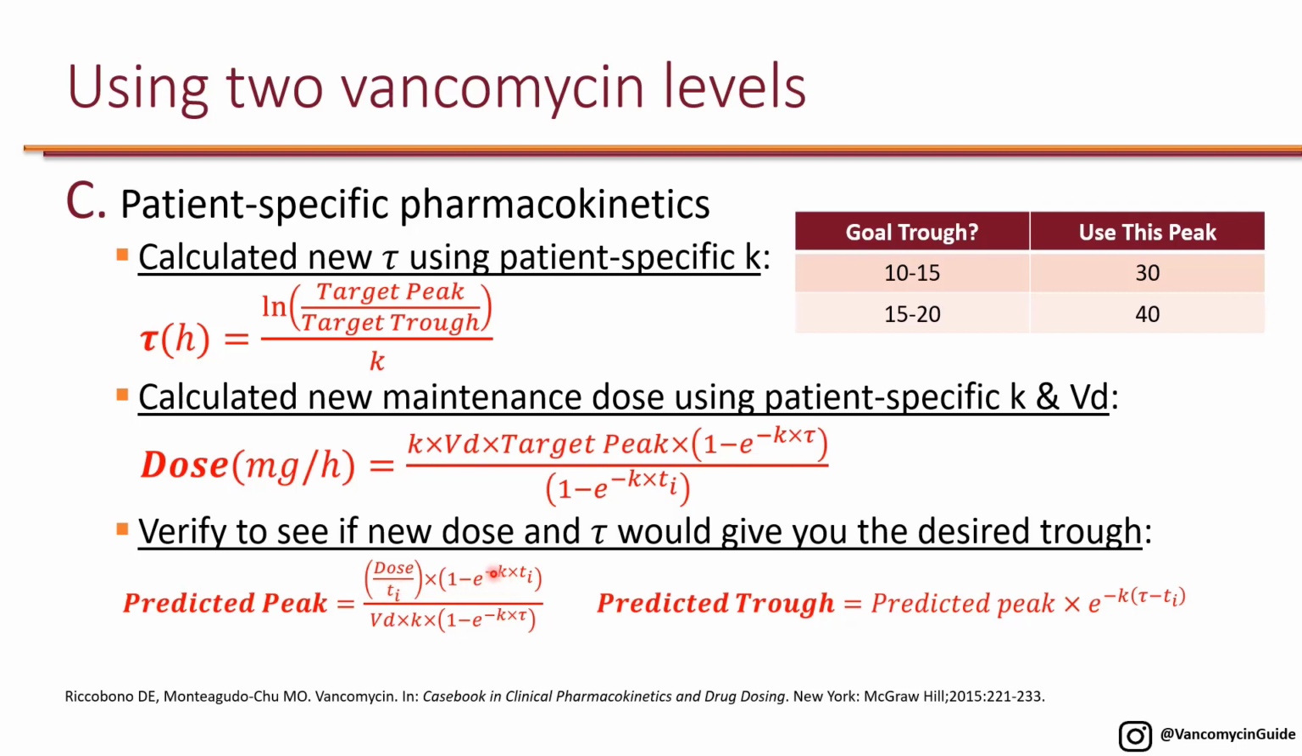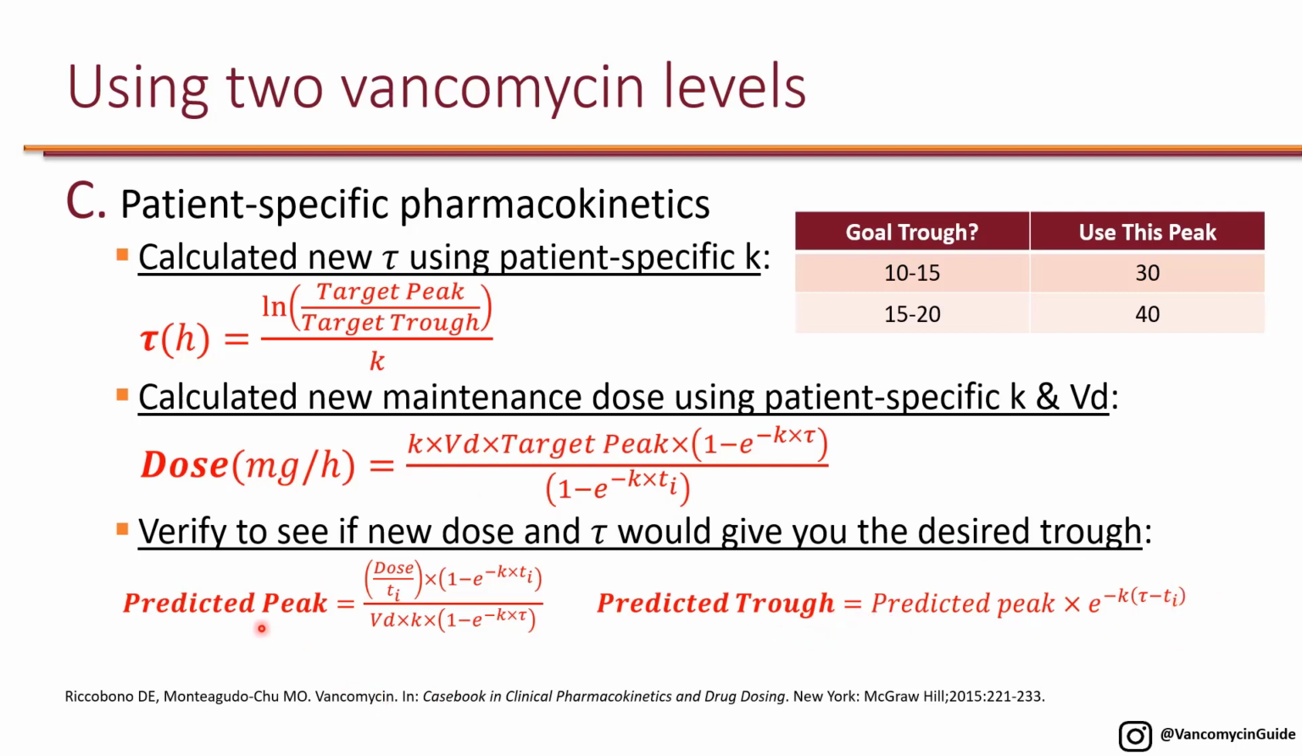Again, this is the k that we calculated, and this is the same TI that you put here, divided by volume of distribution that was just calculated, the k that was calculated, times 1 minus e to the negative k times tau. So this is the tau that was calculated here. And then once you get the predicted peak, you use this equation to see what the predicted trough would be. And again, you use the tau minus TI. Again, TI has to match your dose. So whatever dose you calculated here, the TI has to match it.